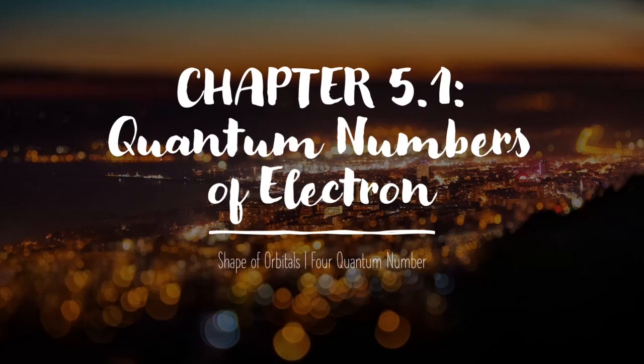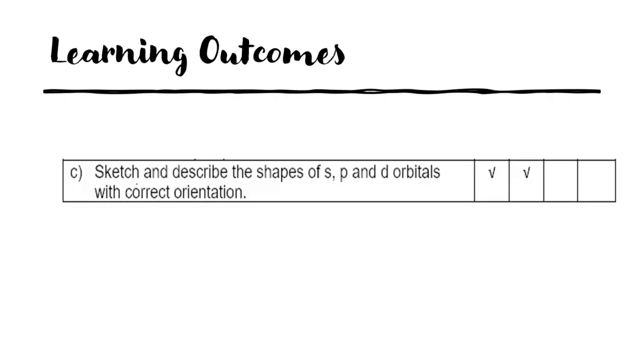We are going to proceed to chapter 5.1, quantum numbers of electron, about shape of orbitals and 4 quantum numbers. Learning outcome: at the end of the lesson, you should be able to sketch and describe the shape of S, P, and D orbital with correct orientation. Correct orientation means that on the axis X, axis Y, axis Z, it must be correct. And one more thing, we are going to learn about how 4 quantum numbers are used to find the location of electrons.